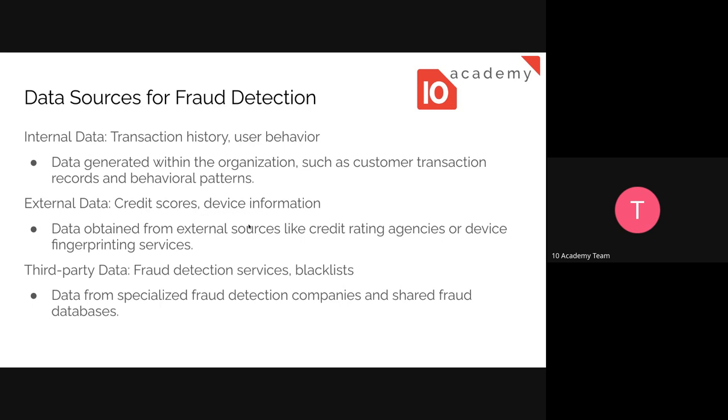You might use the fraud column, but we didn't use it for fraud detection purposes; we might use that for credit scoring. And device information is obtained from external sources, like a credit rating agency or a device fingerprinting service. We might use those data for our data source for fraud detection. Third party data is from fraud detection services and blacklists, from companies specialized in fraud.